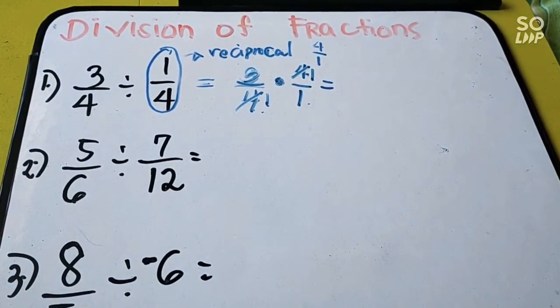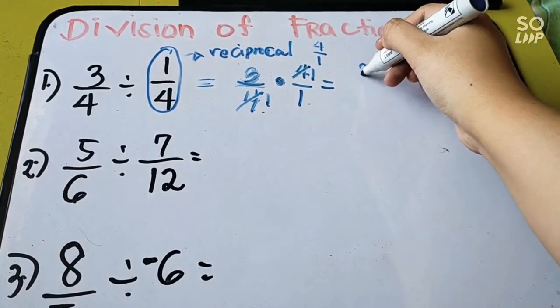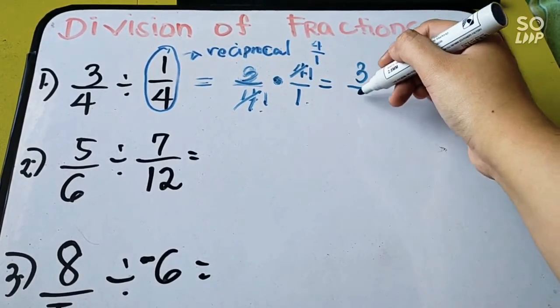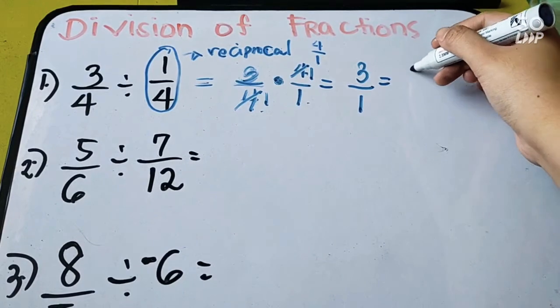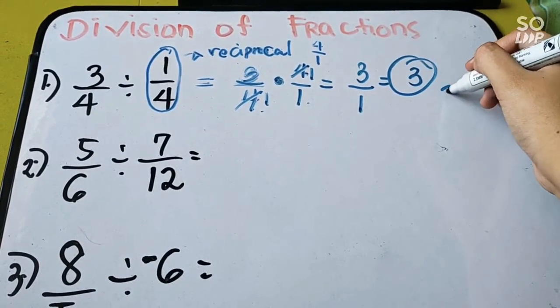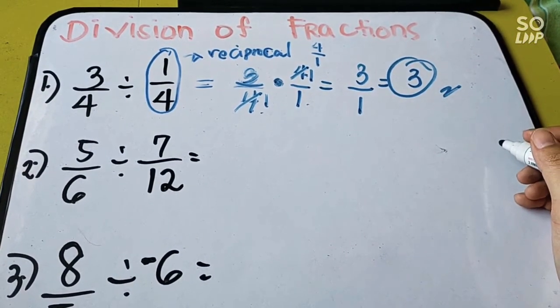Then, multiply. 3 times 1, the answer is 3. Over 1 times 1, we have 1. 3 over 1, the answer is 3 na lang. Is it clear? Next tayo.